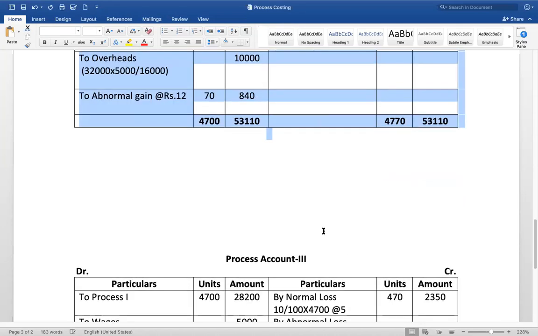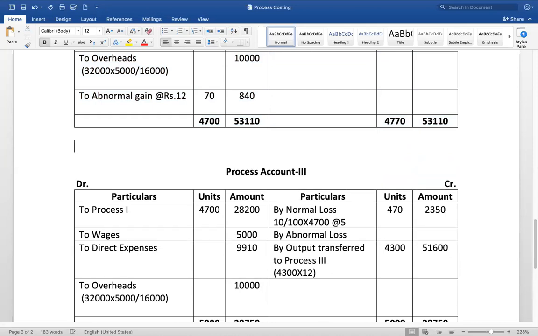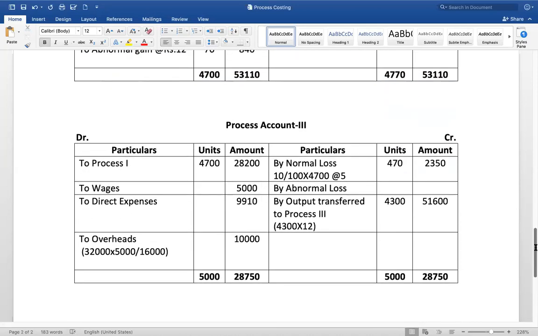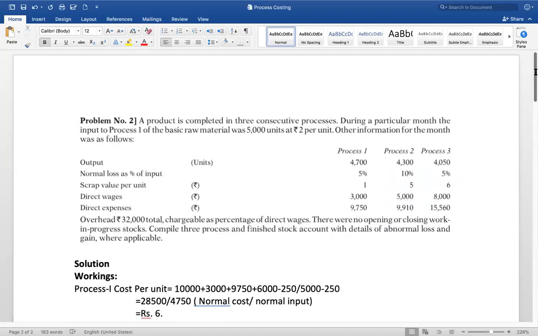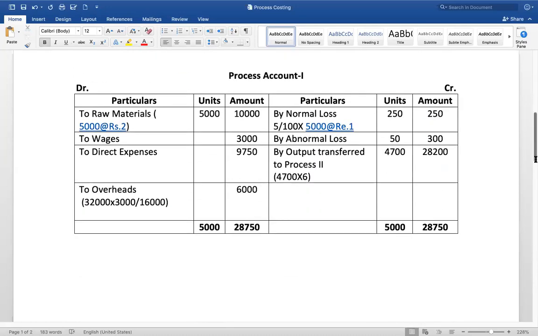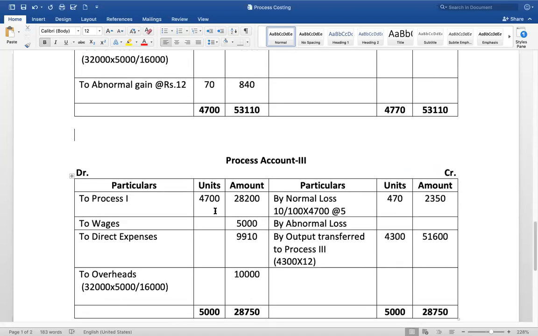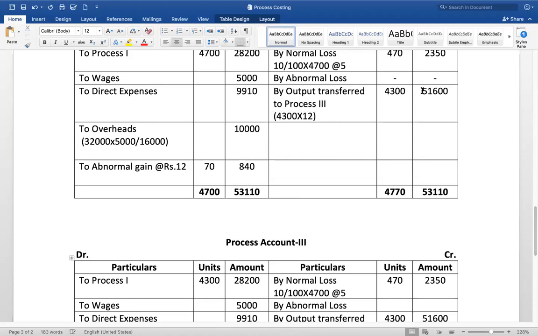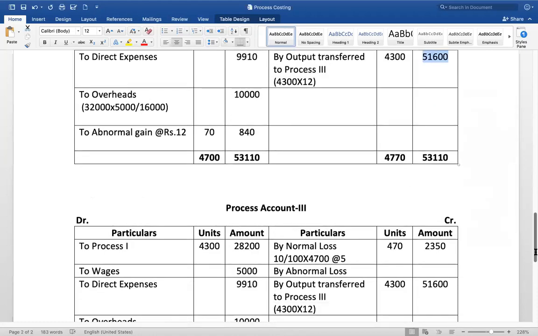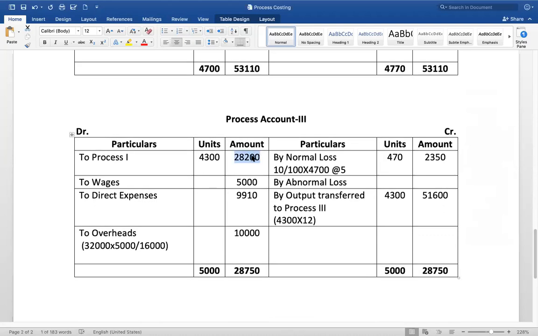Yes, we have taken this table also. Now you account for process 3. What is the input for process 3? Whatever is the output in process 2 will become the input for process 3. So the output in process 2 is 4,300, which is the input for process 3. Then what is the worth of process 2? You take this amount. You do along with me in your notebooks. Unless you do along with me, you will not understand.